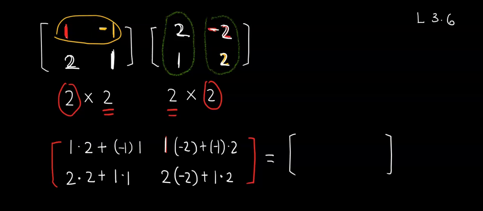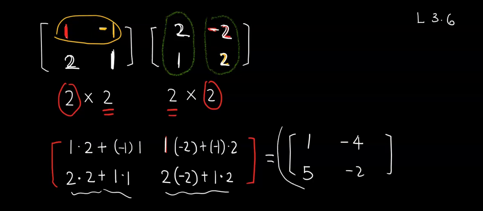1 times 2 is 2. 2 minus 1. This is negative 1 times 1 is minus 1. Okay? 1 times 2 is 2. 2 minus 1, that's 1. 1 times negative 2 is negative 2. And negative 1 times 2, negative 2, that's negative 4. Alright, to save your time, I will just calculate this quietly, okay? And I got a 5 here. And I'm going to calculate here. I get negative 2. Alright, so this is our final solution.